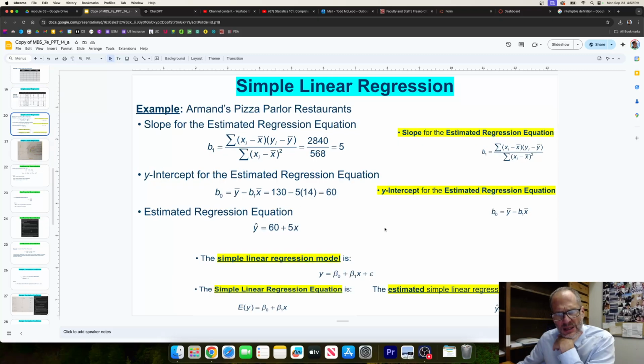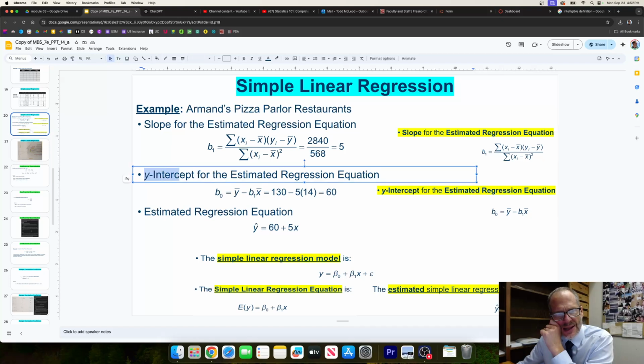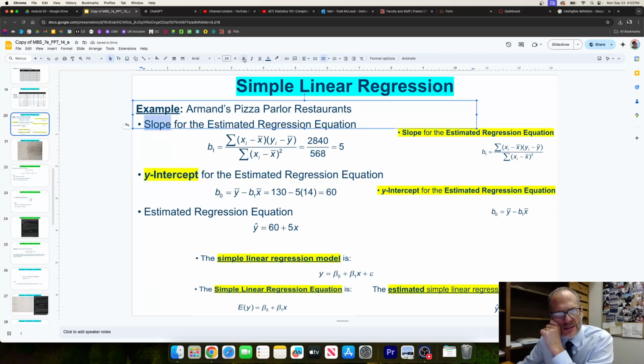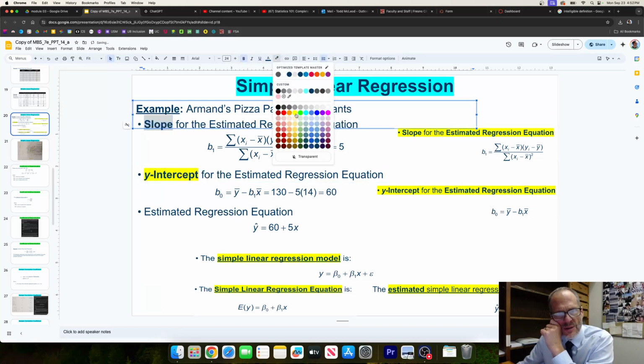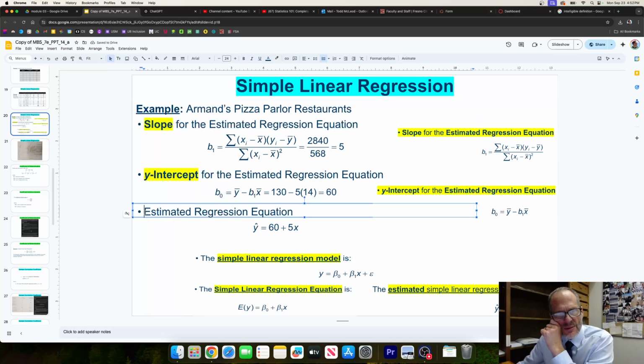And so our estimated regression equation becomes y hat. So that's B0, right? That's your y-intercept. I called the 130 the y-intercept a second ago, but that wasn't it. That was just your mean for y. But then we get this equation here, and y hat is equal to the y-intercept, 60. So that's what we were calculating there. Let me highlight that so it stands out. There's your y-intercept, and here is your slope. And there's our estimated regression equation.